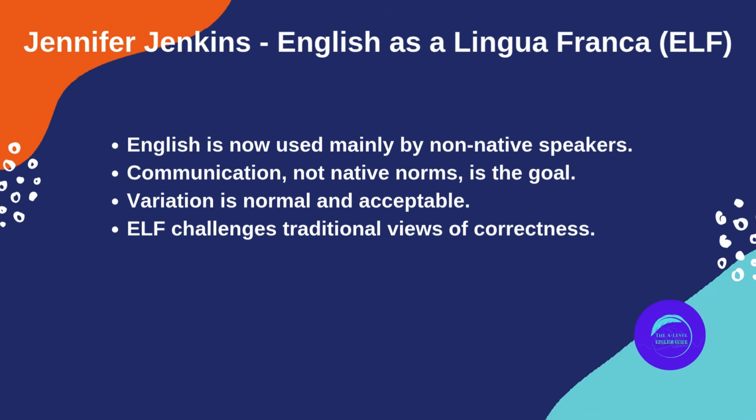Jennifer Jenkins argues that English is now primarily used as a lingua franca, meaning a common language between speakers of different native languages. She emphasises that most English conversations today happen between non-native speakers. These interactions don't always follow native speaker rules, and that's okay. Jenkins believes we should accept variation and prioritise communication over correctness. This has major implications for English teaching and assessment.